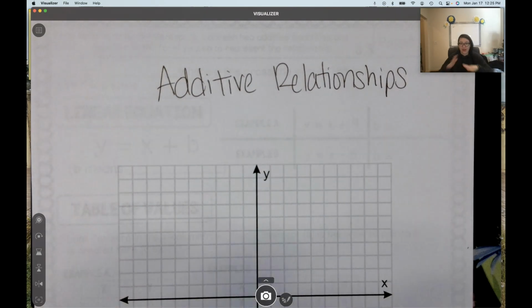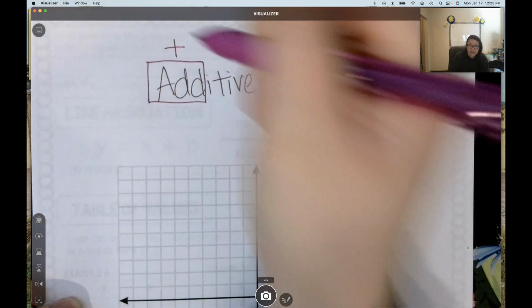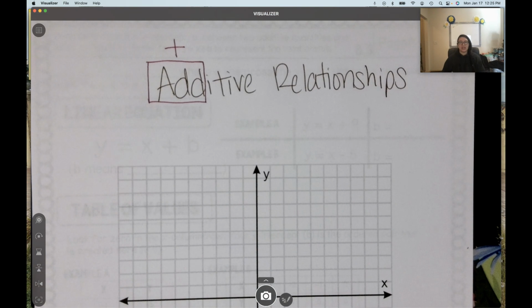Today we're talking about additive relationships. What's the first part of that word additive? Add. We're going to be adding in our problems today, positive and negative numbers. Adding a negative is subtraction. So today we're going to look into the graphs, the tables, the word problems, and the equations that are all geared towards additive relationships only.